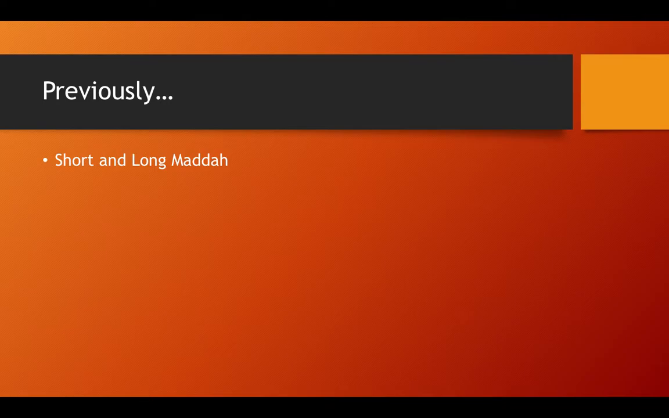So let's just do a bit of a recap of what we learned in the previous online lecture. We talked a bit about the short and long madda, right? I'm just going to review them briefly. So you have the short madda, which looks like this. You have the placement of the letter, and then you have a vertical dash placed above that letter. And that is going to make the short stretched sound, okay? Or that A vowel.